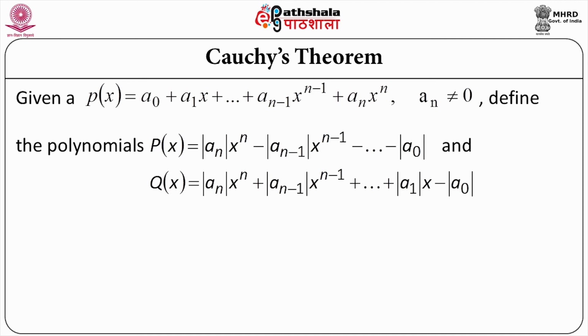Now, let us apply the Descartes rule of sign to them. We have already learned Descartes rule of sign, and if we observe capital P x, there is only one change in sign, when we go from x raised to n to x raised to n minus 1. All other terms are negative, so no change in sign takes place. Similarly, in case of Q x, all terms are positive except the last term a 0. So, again there is only one change in sign, and so by Descartes rule of sign, P x has one positive root and Q x also has only one positive root.